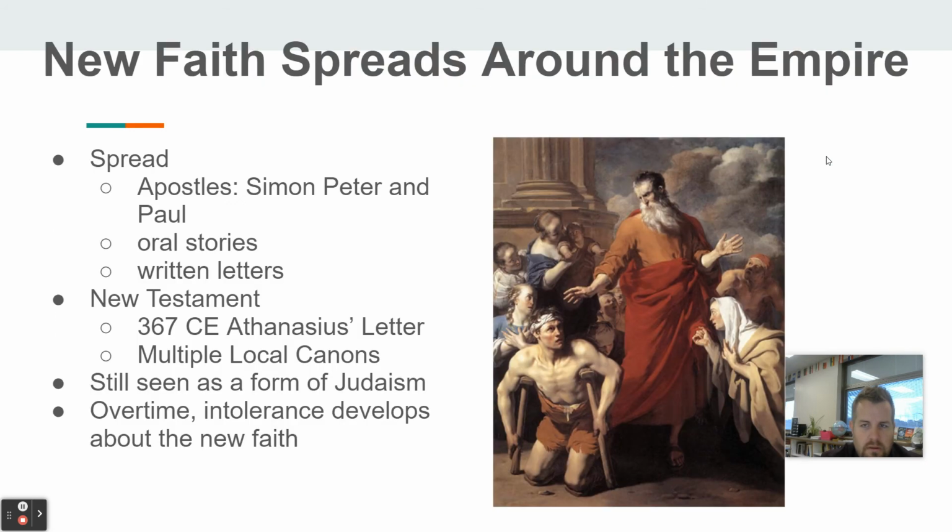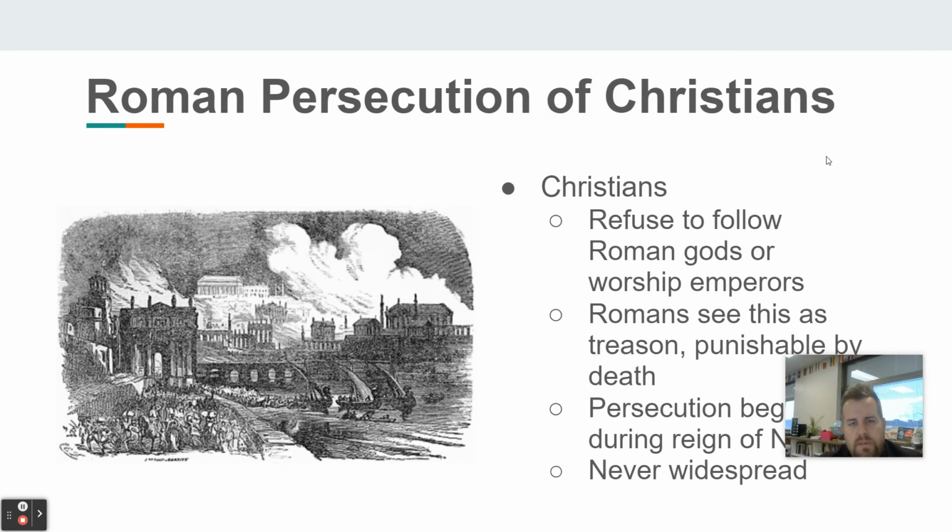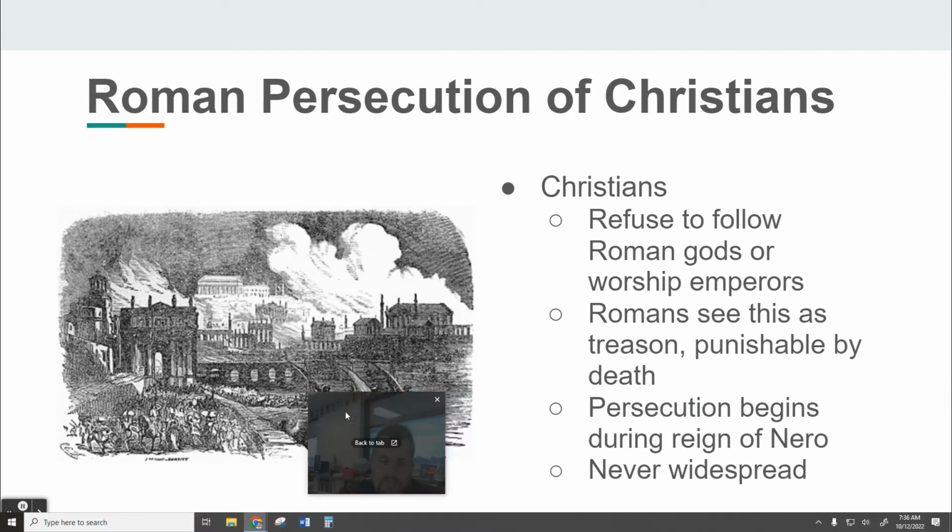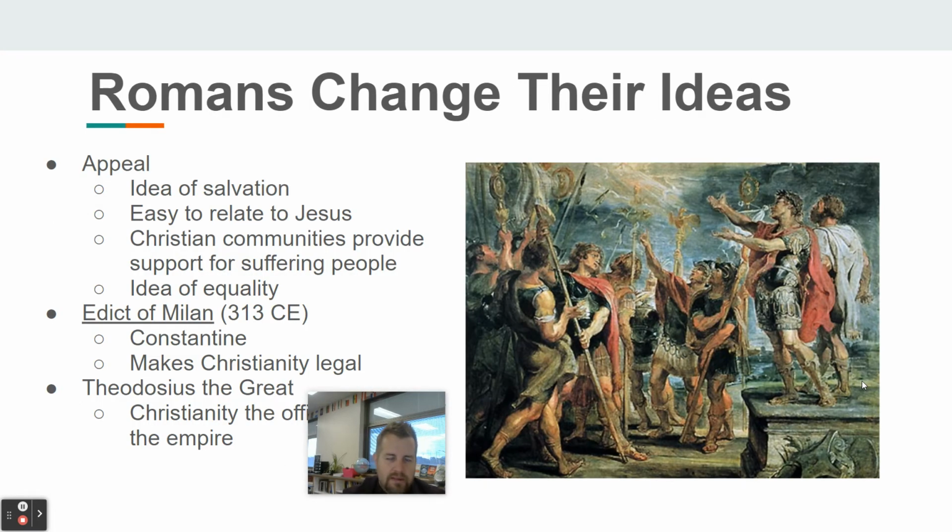Oops. There we go. Roman persecution of Christians. So now, after the spreading of the word of the New Testament, we have this group of Christians that are now coming around, refusing to follow the Roman gods or worship the emperors. This caused the emperors to be very mad, and so the Christians became used for entertainment in the Colosseum. Persecution begins during the reign of Emperor Nero. It's never very widespread. It's kind of localized within the peninsula of Italy.